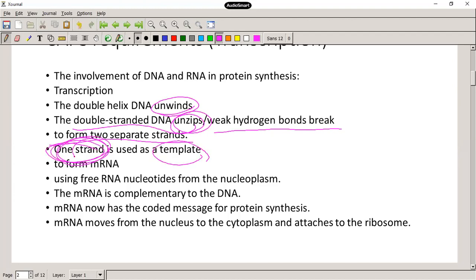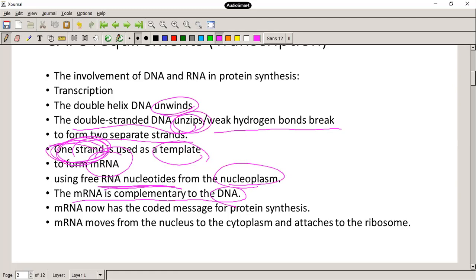So here's the difference between replication and protein synthesis. In DNA replication, both strands were used as a template for the new DNA. In protein synthesis, only one strand will be used as a template, and it will form mRNA, messenger RNA, from the free RNA nucleotides, not DNA, in the nucleoplasm. The mRNA is then complementary bonded to DNA. C bonds to G, U bonds to A, A bonds to T. Why do I say T? Because it's still DNA.